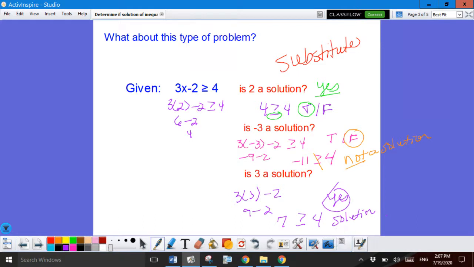Okay, that is a solution because that is true. So we can use substitution pretty easily to be able to determine if something is a solution. It's pretty quick. We don't have to solve the equation and graph. All we have to do is use substitution and decide whether that is true or false.